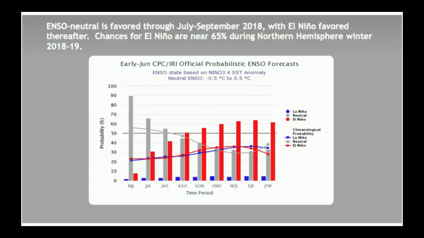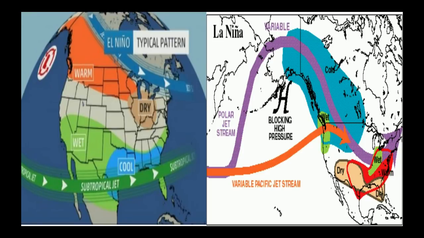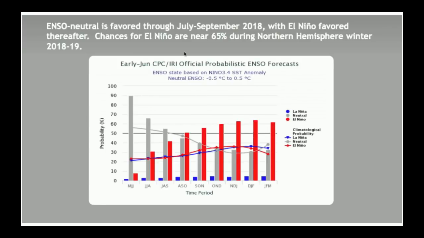And you can see that ENSO neutral is favored through July and September 2018, with an El Nino favored thereafter. So anything after September, which is considered fall, will be an El Nino. So the impacts of an El Nino, like I showed you before, are dry and warm across the north and wet and cool across the south. But again, that is only for the later part of fall. You can see July through September is going to be neutral, and that could mean a beginning that is colder to fall and an ending that is warmer to fall across the north, and the opposite in the south.